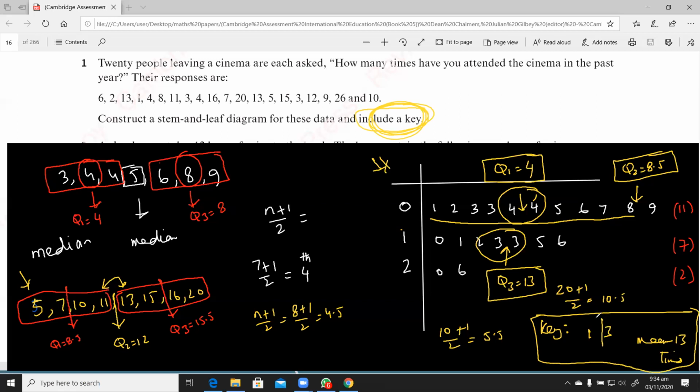So we have tried a question where we have seen how to find the lower quartile, the upper quartile, and the median. But let's try one more question.